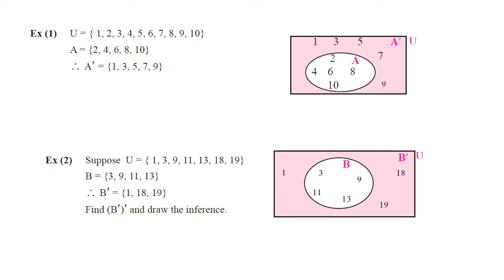Now students, can you find the complement of B complement? Obviously it will be the elements which are present in the universal set but not in B complement. In B complement the elements present are 1, 18, 19, but the remaining elements of the universal set are 3, 9, 11 and 13. Therefore the complement of B complement is equal to B.